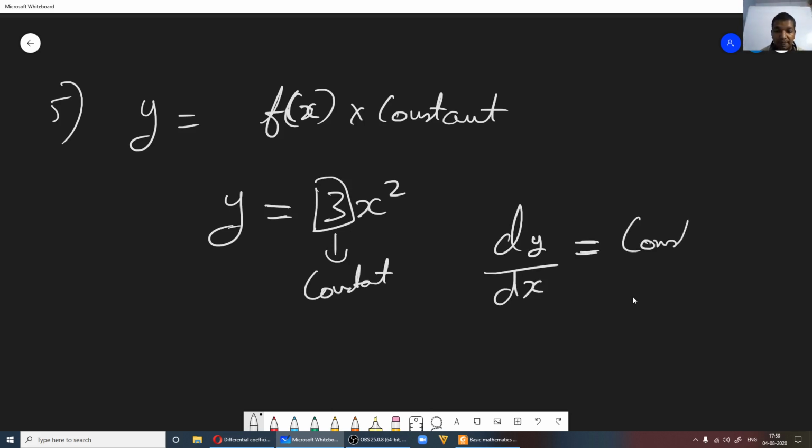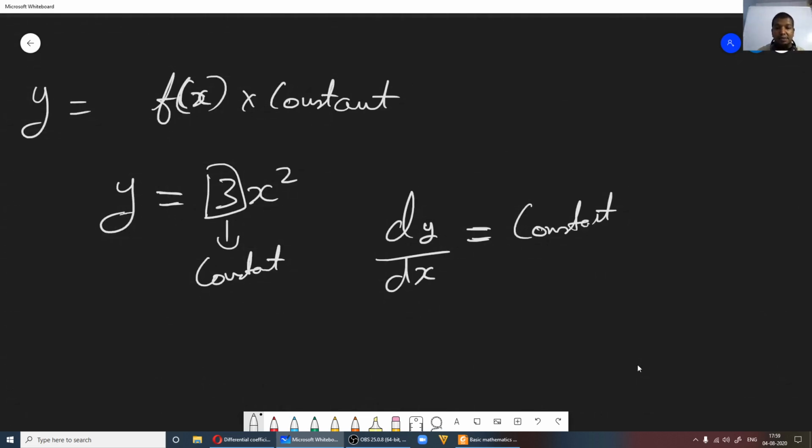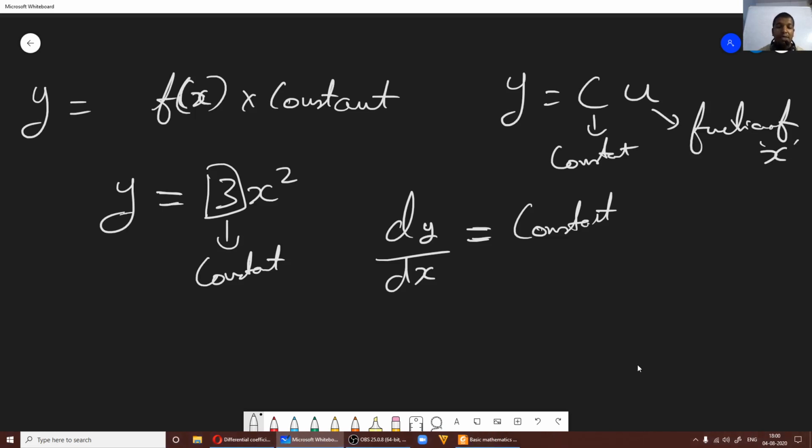So dy by dx, let me write like this. So y is equal to c u, like that. Okay, so c is constant. Now u is a function of x, let us say. Then dy by dx, we will simply write c first, then we'll write du divided by dx.